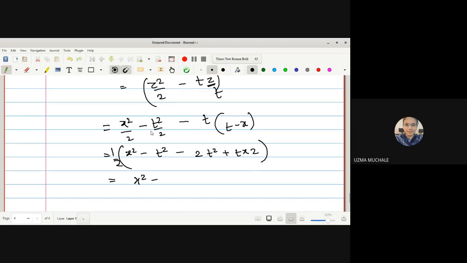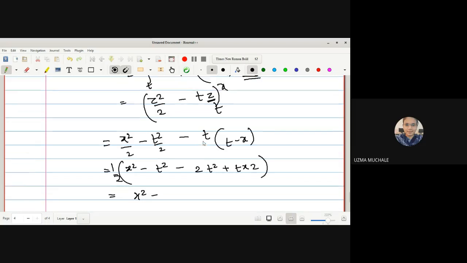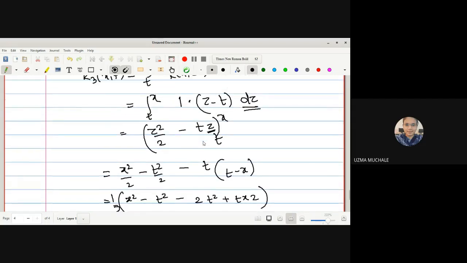This minus minus becomes plus. This is minus 2 times minus t square, z square by 2. Ma'am, it is minus 2tx plus 2t square.